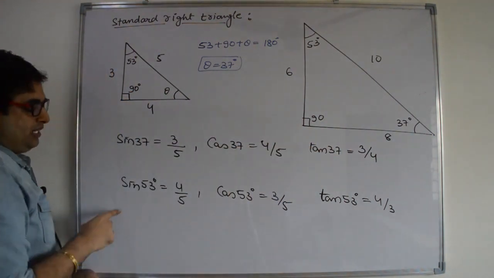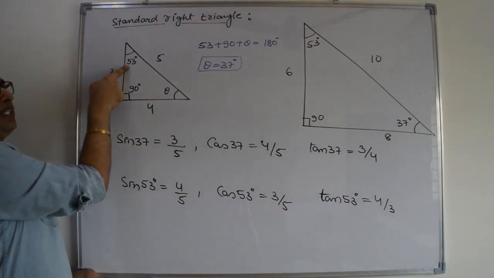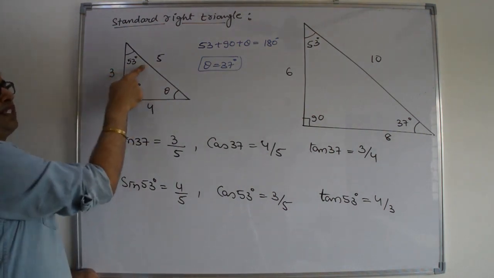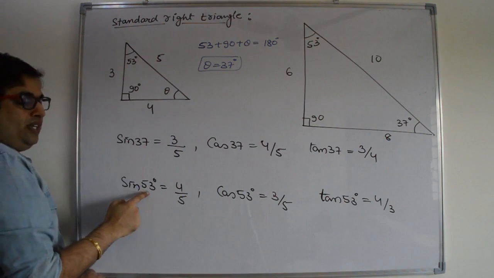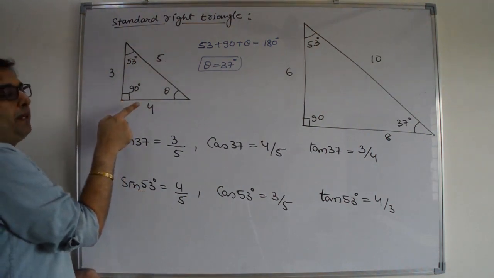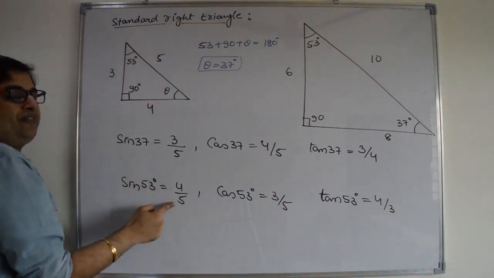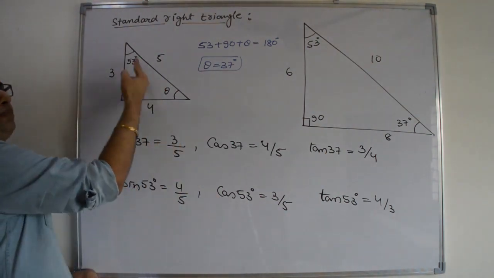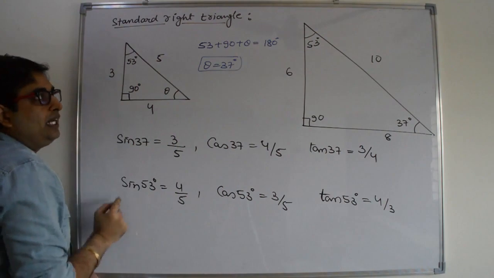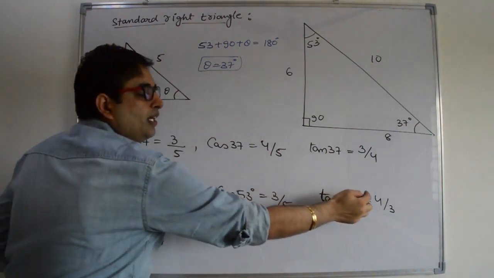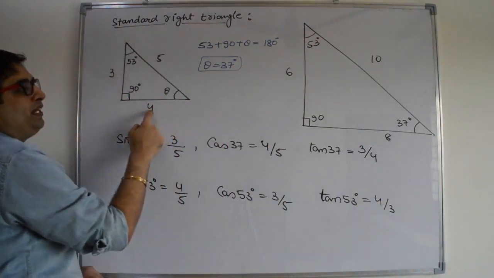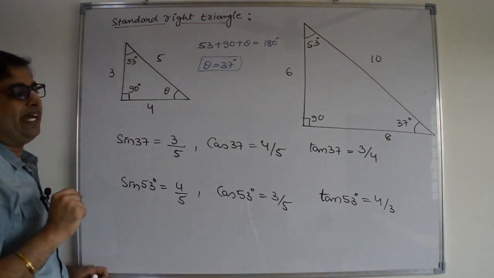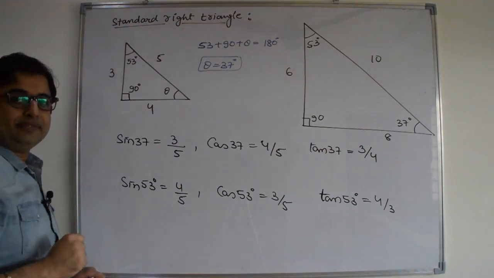Got it? 53 degree, I am observing this angle. So this is perpendicular, this is base, this is hypotenuse. So sine 53 degree is perpendicular upon hypotenuse, 4 by 5. And cos 53 degree is base upon hypotenuse, 3 by 5. Tan 53 degree is perpendicular upon base, 4 by 3. Right?